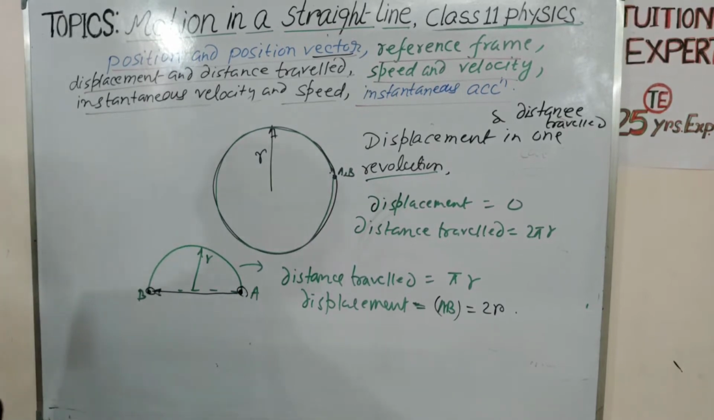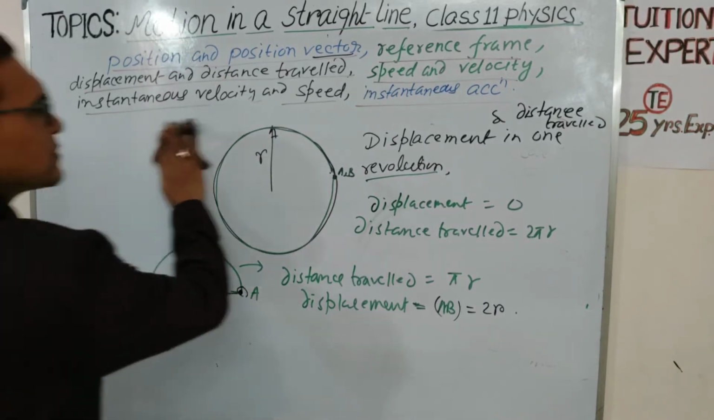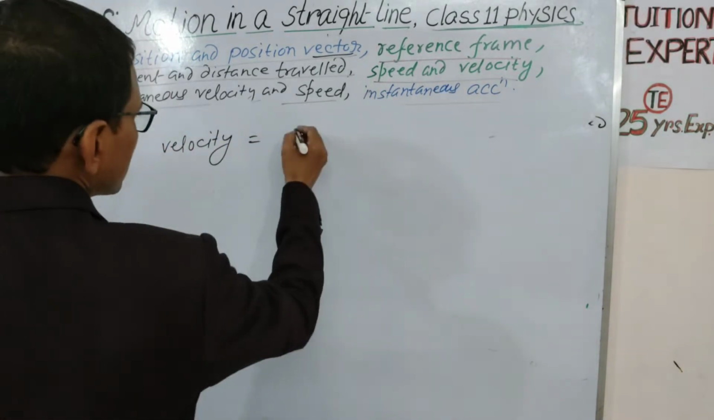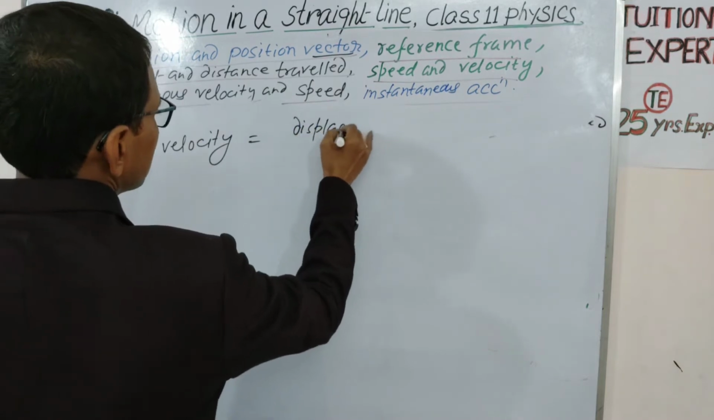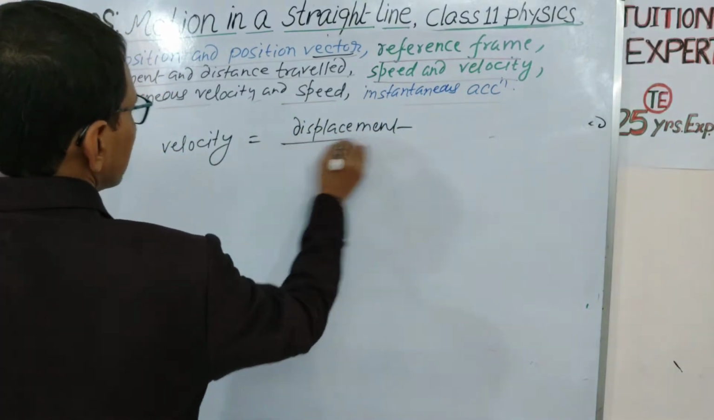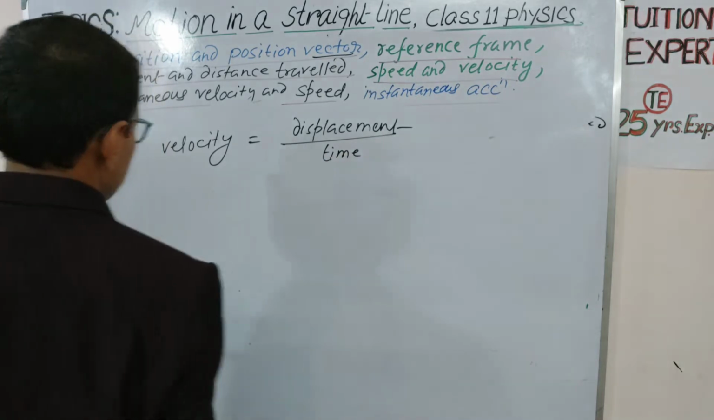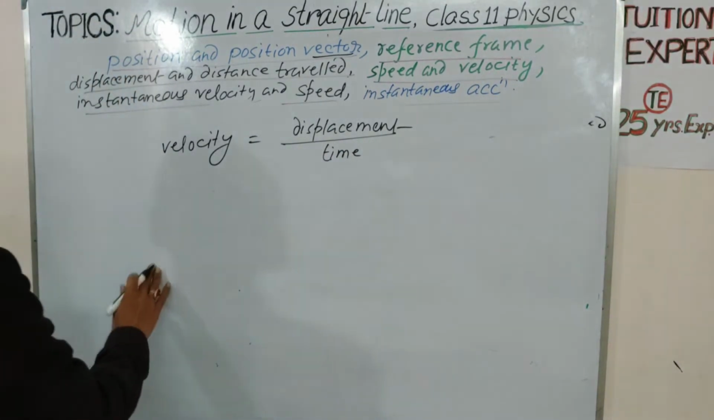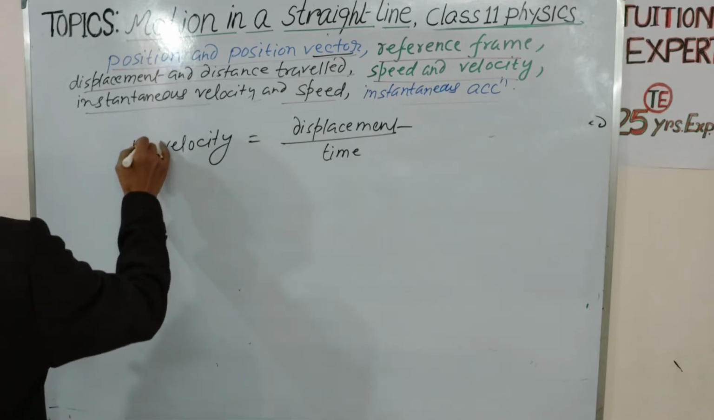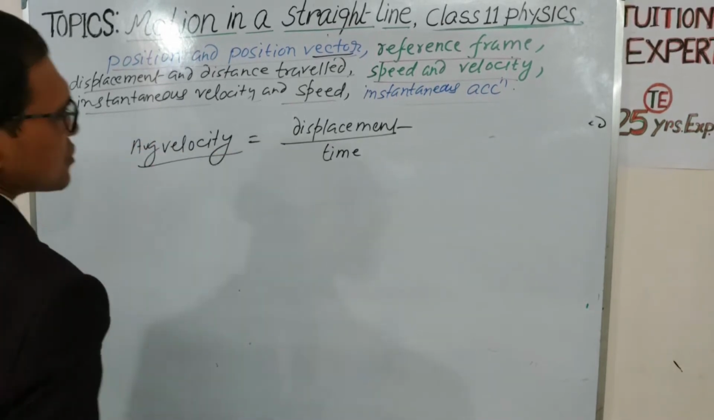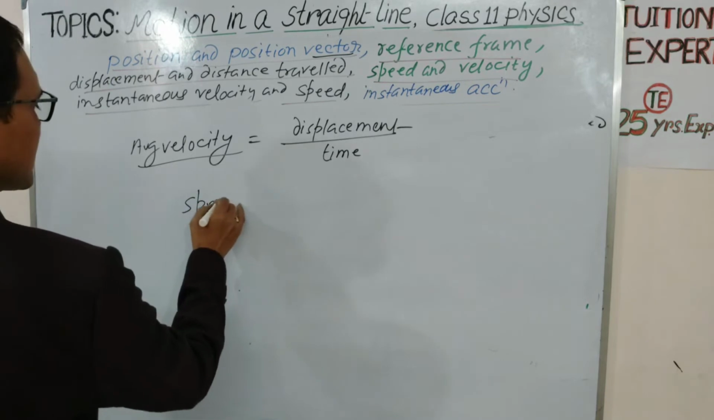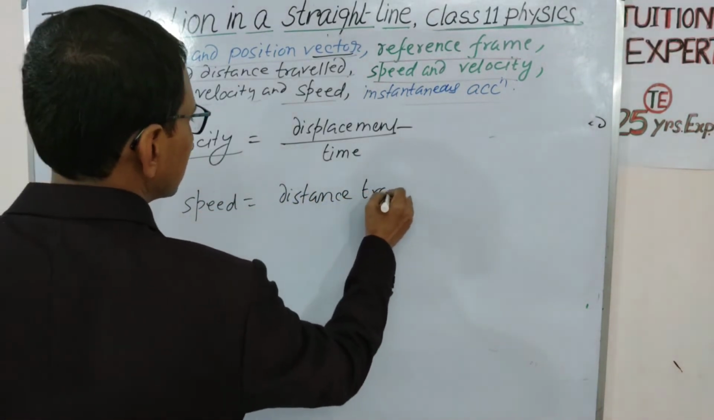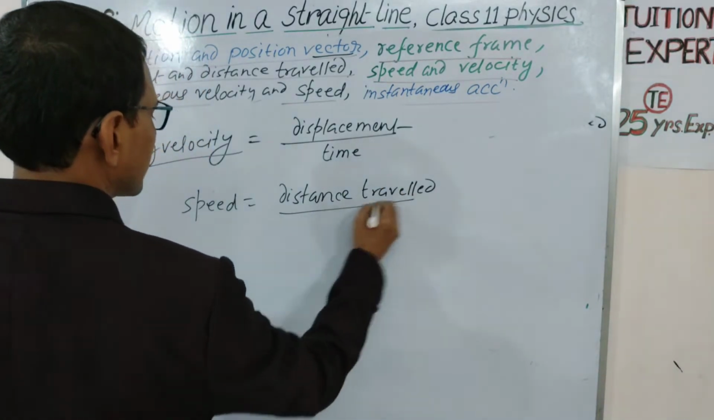Now, what are speed and velocity? Average velocity is equal to displacement by time. So this is called average velocity. Average velocity equals displacement by time, and speed equals distance traveled by time.